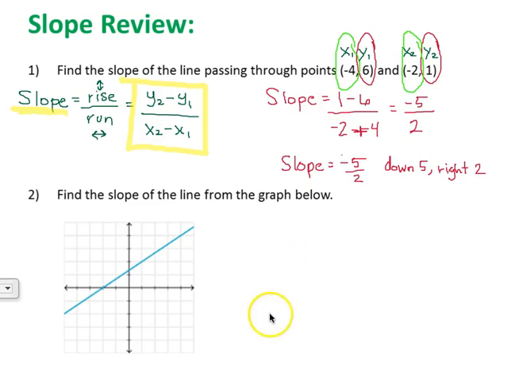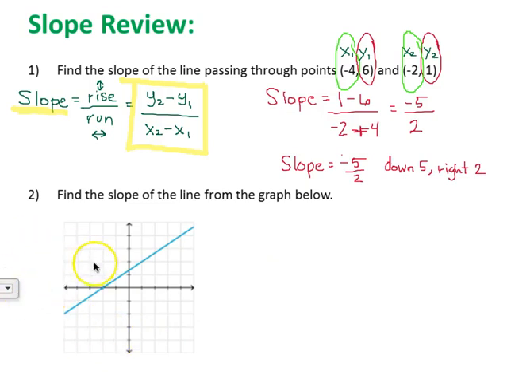We can also find the slope from a graph. So do you remember how to do that? This should be review. So go ahead and look at this line and tell me what the slope is of this line. And remember, just find 2 points and find the rise and run between those 2 points. Go ahead and click pause and try this on your own. When you're ready to check your work with mine, go ahead and click play.